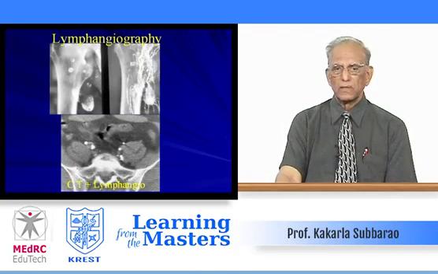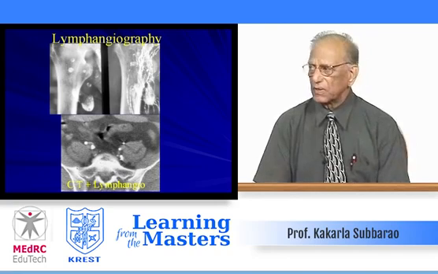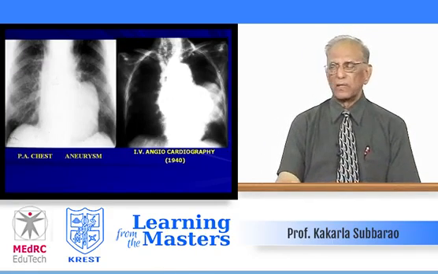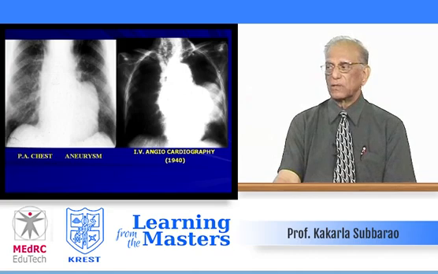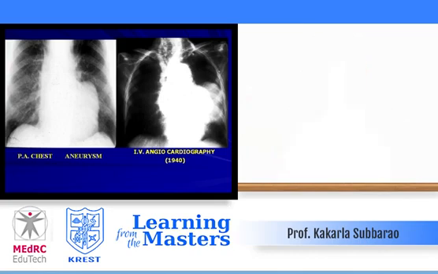Lymphangiography, occasionally even today we see, particularly CT lymphangiography, to study the size, shape and distribution of the lymph nodes. Now we come to the heart. Plain chest films were common to study the heart size, aneurysm of the left ventricle, and then IV angiography in 1940. Lots of IV angiography we used to do, right ventricular, left ventricular.